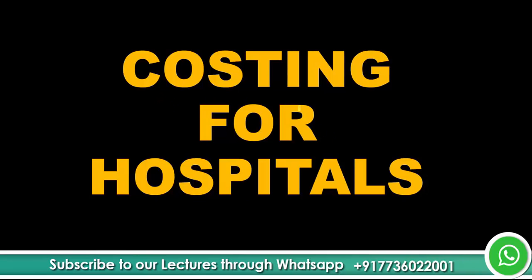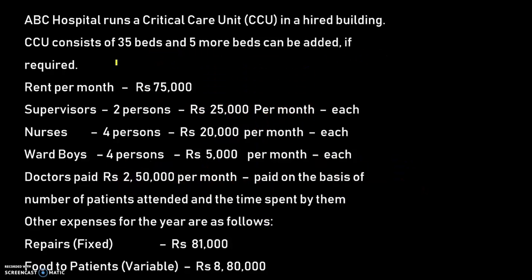In this session, we'll see costing for hospitals. ABC Hospital runs a critical care unit in a Hyatt building, and this critical care unit consists of 35 beds, and 5 more beds can also be added if required. Rent per month is rupees 75,000.